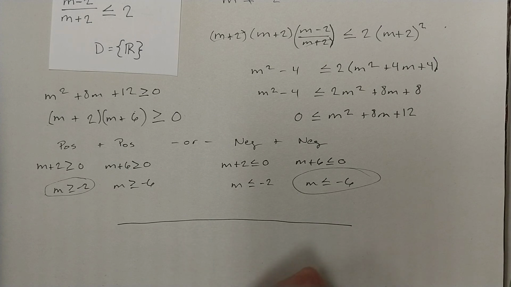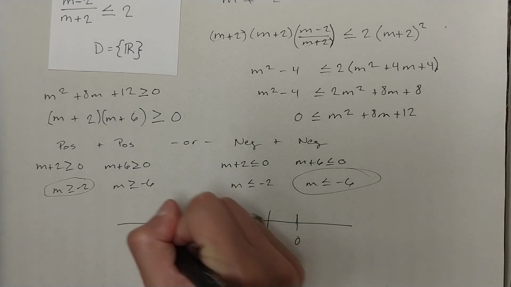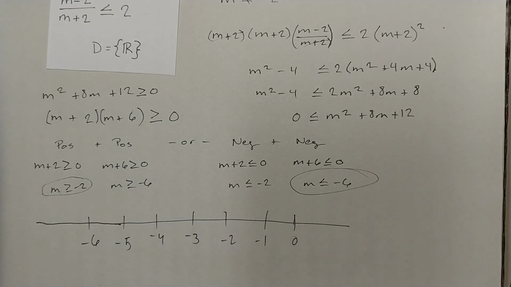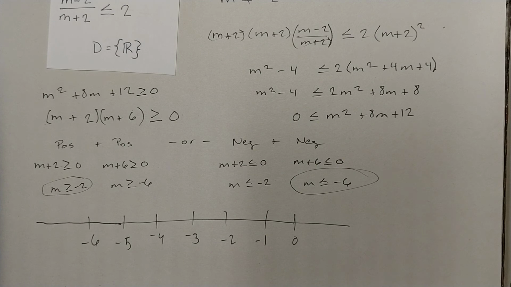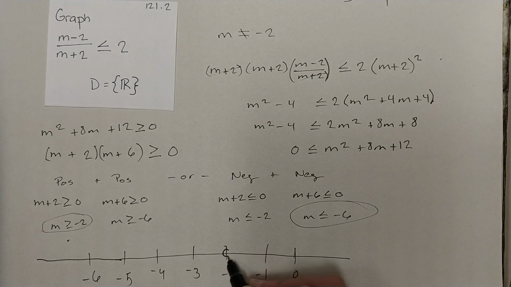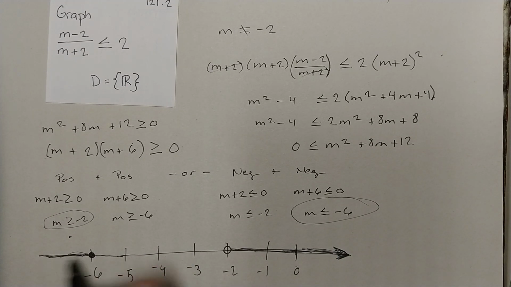I did not make my number line big enough. It's going to be greater than or equal to negative 2, but we already determined that m cannot equal negative 2, so we're going to have an open circle there. m is less than or equal to negative 6, closed circle there. And this one is reals, so it's just going to go on forever in both directions.